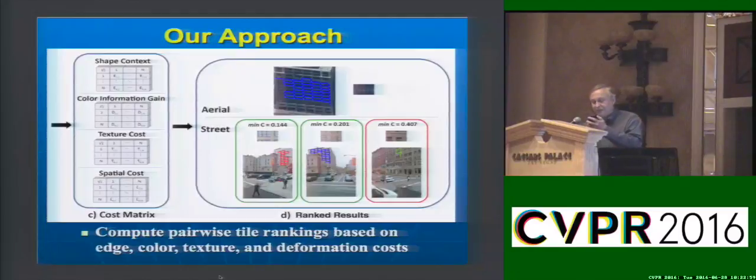Matching patches between two tiles now becomes a min-cost linear assignment problem solved by the Hungarian algorithm, and the cost of the best assignment becomes a match score measuring similarity of the two tiles. Ranking street tiles based on their similarity to an aerial tile query yields a set of potentially matching facades.